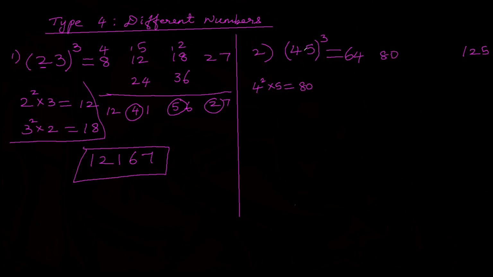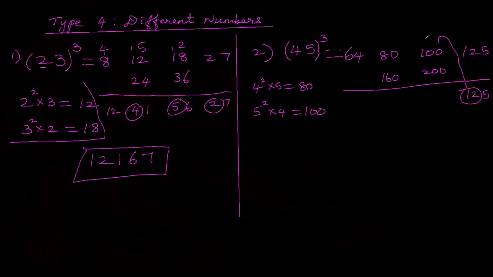80 comes here. Now square the second digit and multiply by the first digit. 5 squared and 4. 25 times 4. 100 comes here. So as usual, double the two middle numbers: 160, 200. Now as usual, add the numbers and keep only the unit place. The rest of the numbers to be carried forward to the next place.